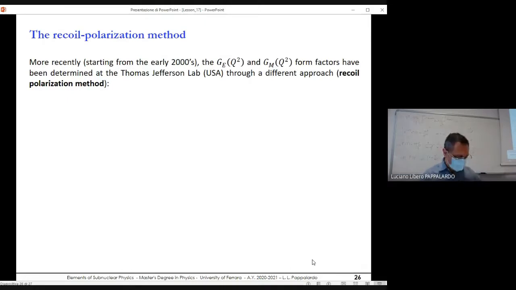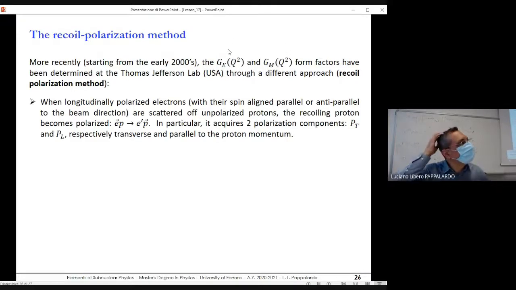Last thing I want to tell you. So recently, well, it's already 20 years, starting from the early 2000s, a new technique was developed to measure the electric and magnetic form factor at the Thomas Jefferson Lab in Virginia, United States, through the so-called recoil polarization method. So what is this about? In this case, they were using a polarized electron beam, where the spin of the electron is aligned or anti-aligned with the momentum of the beam particle.